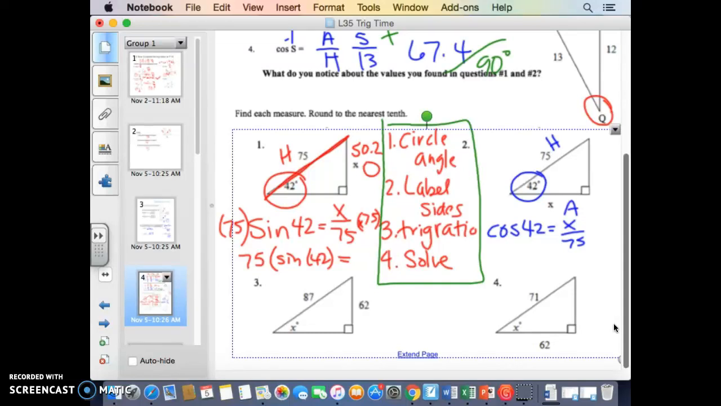So this time I'm going to multiply both sides by 75 so I can undo it from this side. So in my calculator I'm going to type in 75 cosine 42 and hit equals. You should get about 55.7. So does it make sense for this side to be 55.7? Yes, it does.